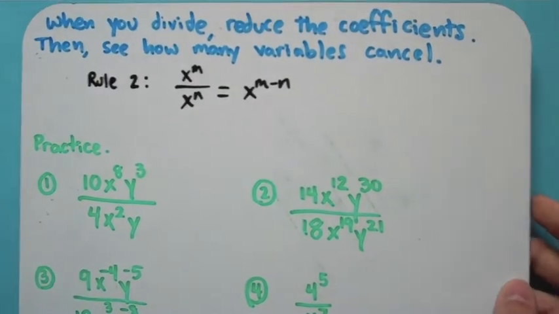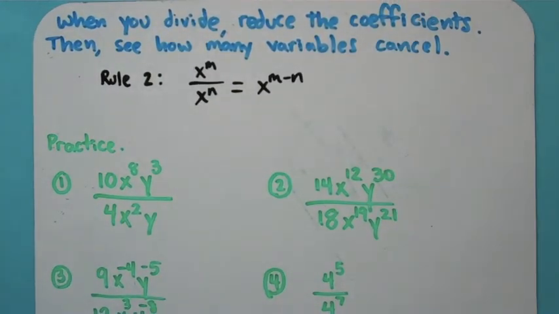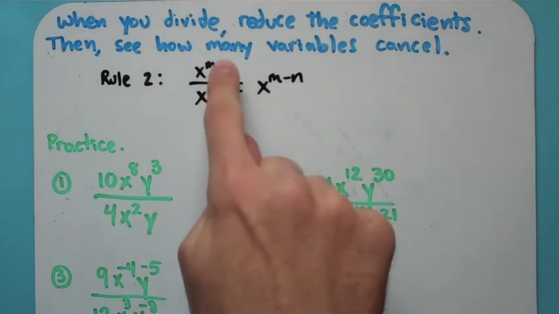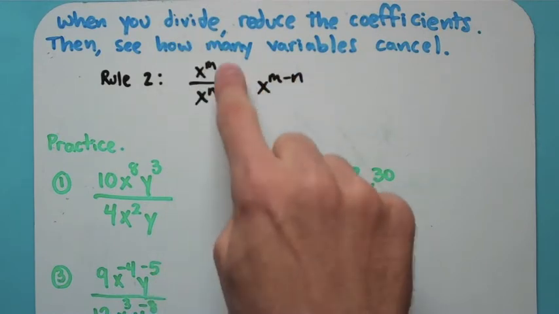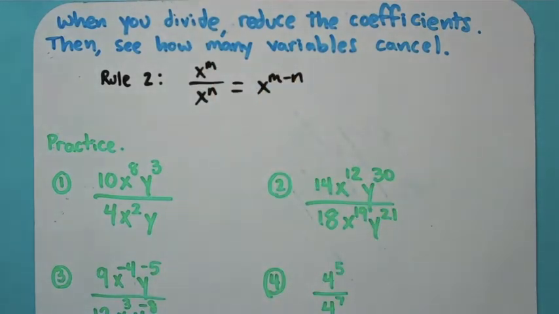And we'll try some more complicated problems on it. So when you divide, you're going to reduce the coefficients like you normally would, and then you're going to go ahead and subtract your exponents to see how many actually cancel. So here's the actual rule written out. If you have the same base right here, x and x, and we have different exponents, or whatever our exponents are, we subtract them to get our answer.